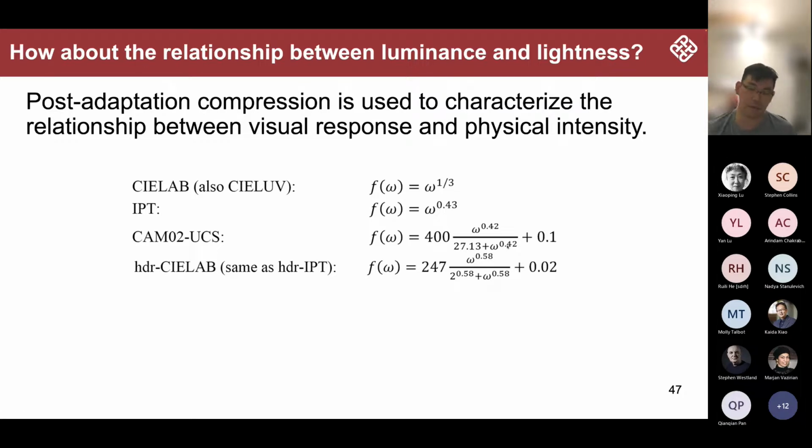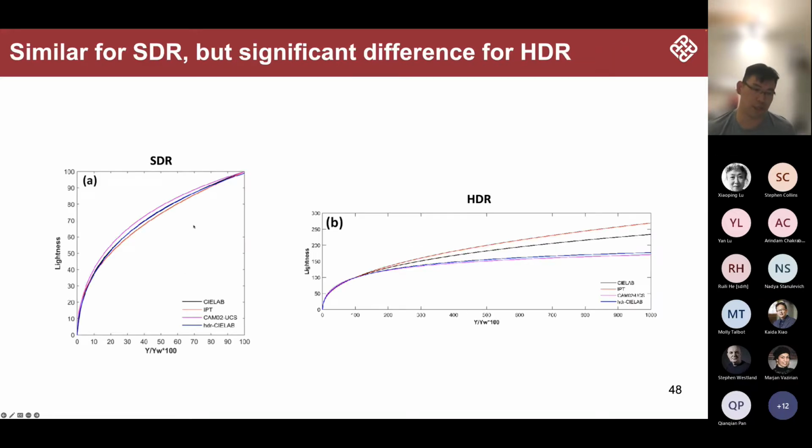Because if we plot these different color spaces for an SDR condition, shown on the left side, the horizontal axis shows the luminance value in comparison to the luminance of the diffuse white, so it's below 100. You can see that there are some differences in the prediction of lightness, but actually the difference was not so large. So we are making a lot of effort trying to improve its accuracy, but seriously speaking, we are not making a big difference.